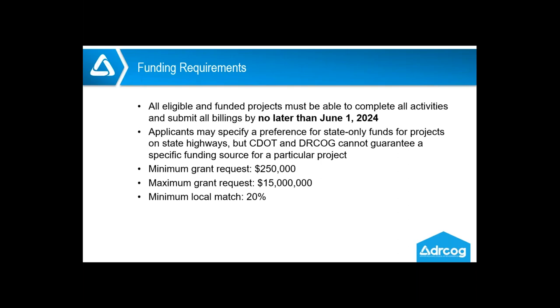So for the funding requirements, all eligible and funded projects must be able to complete all activities and submit all billings no later than June 1st of 2024. That's to meet that funding schedule requirement of the Senate Bill 267 funds. Applicants may specify a preference for those state-only funds for projects on state highways within Region 1 of CDOT, but CDOT and DRCOG can't guarantee a specific funding source for a particular project at this time, and will consider those requests against the available funding.